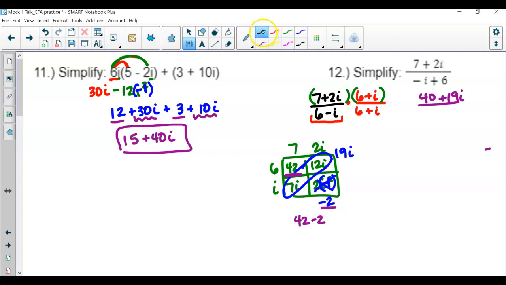Then we did a pattern in the denominator where I could multiply. So 6 times 6, our real part, is 36. Then here, negative i times i is negative i squared. Remember, i squared is always negative 1. Notice two negatives make a positive 1. So 36 plus 1 is 37. So here's our final answer. Or remember, you can separate this. So this is 40 over 37 plus 19 over 37i.